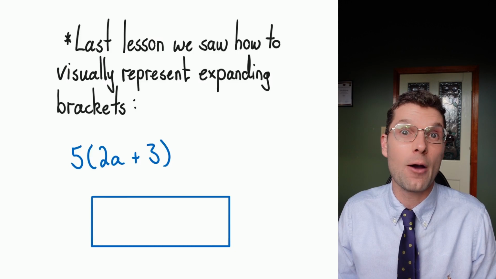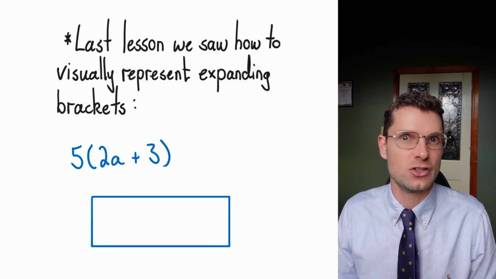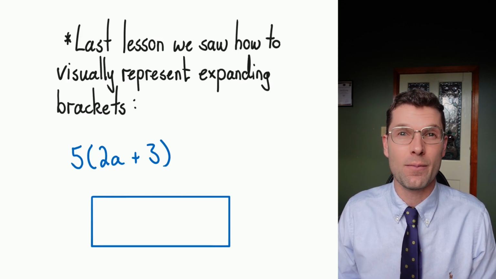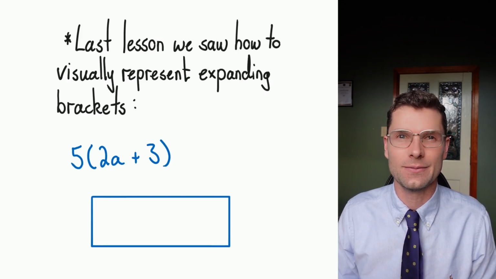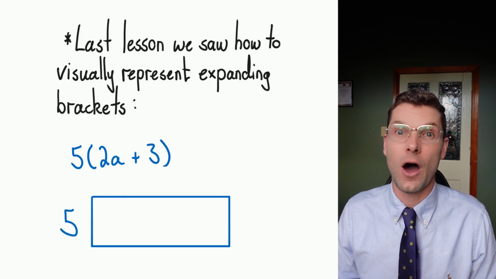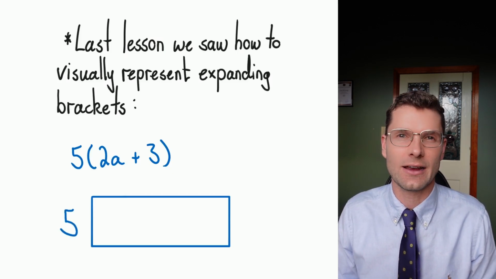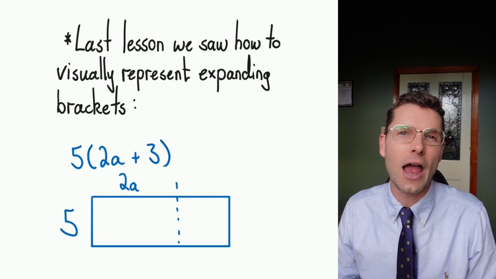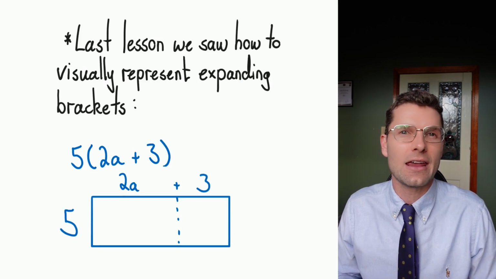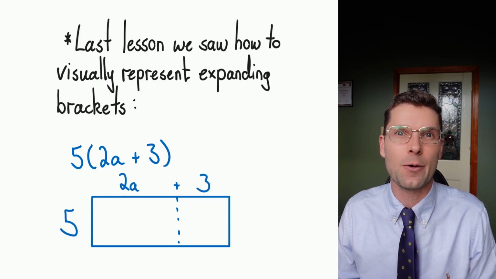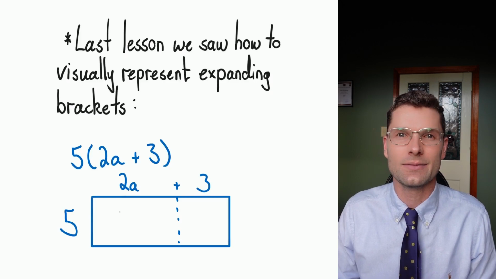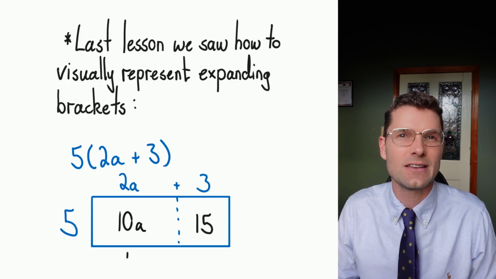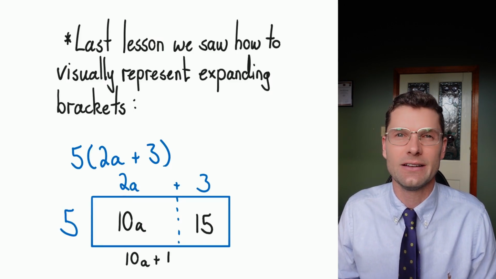So last lesson we saw how we can take a term like this, 5 bracket 2a plus 3, and instead of just expanding it with arrows, we could use the area model to help really scaffold our answer. Because it's being multiplied by 5, I'm going to put that on one side of the rectangle. And then the stuff inside the brackets, the 2a and the plus 3, are going to make up the other side length. In order to get this answer correct, I just have to find the area of both rectangles that have been made. So this is just 10a, and 5 times 3 is equal to 15. This makes my final answer 10a plus 15, and we're done.